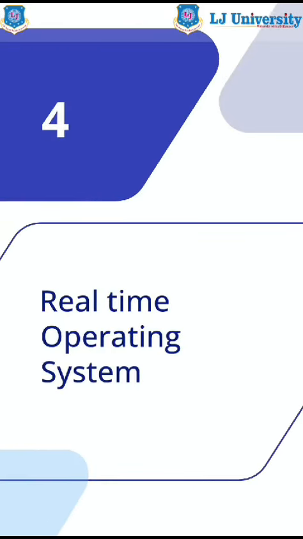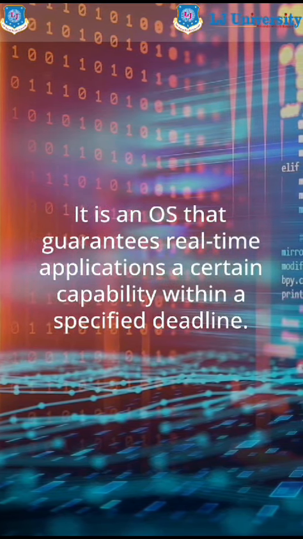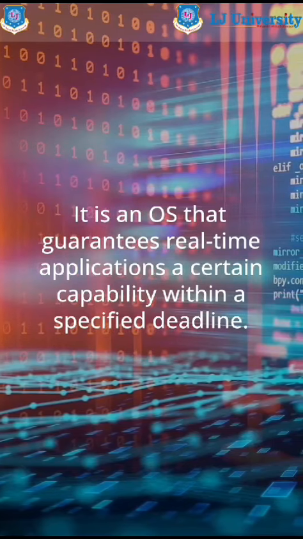Fourth type is real-time operating system. It is an OS that guarantees real-time applications a certain capability within a specified deadline.